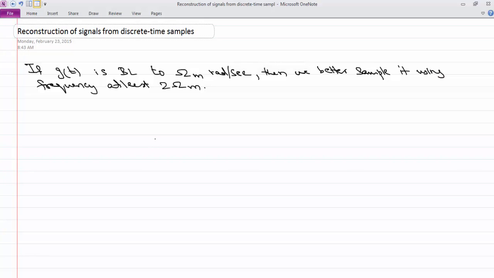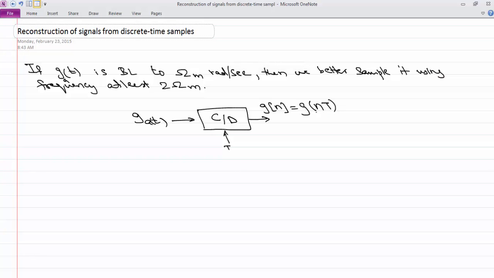So let's say we do that, we get g_a(t), and we pass it through an ideal continuous to discrete converter with sampling period t, and we get g[n], which is simply samples of your signal every t seconds. The question is, once we have those samples available to us, how do we reconstruct the original signal from those samples?